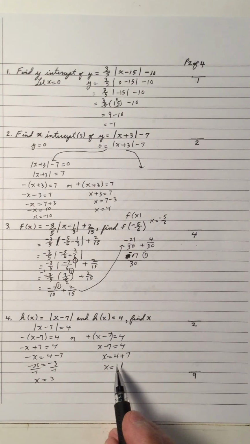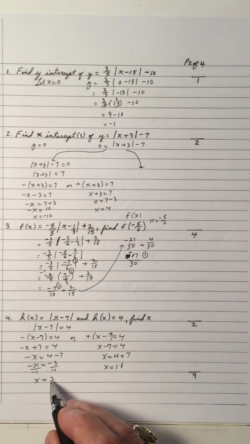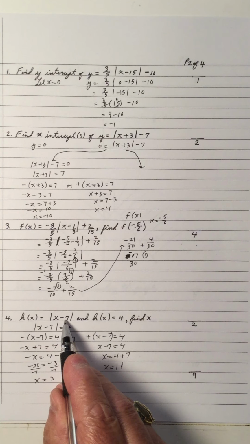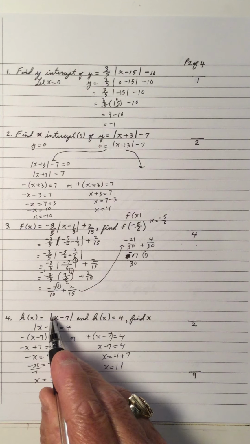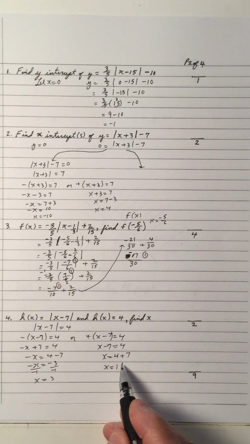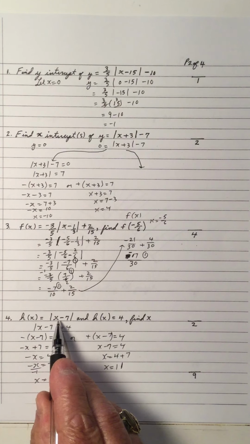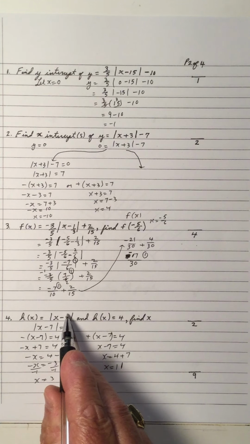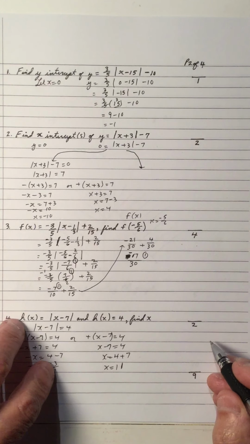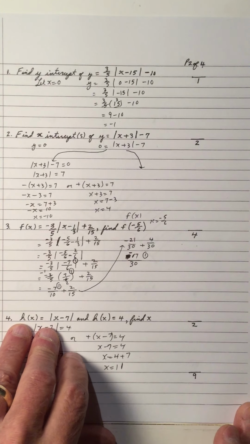And if you subbed in, you could check. Just take the 3, check very quickly. 3 minus 7 is negative 4. Absolute value of negative 4 is a 4. Put 11 in. 11 minus 7 is 4. Absolute value of 4 is 4. So 2 marks. Total up your page is out of 9.